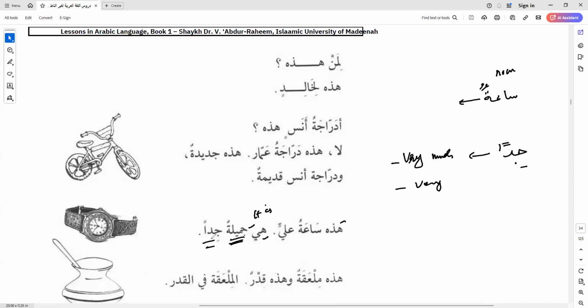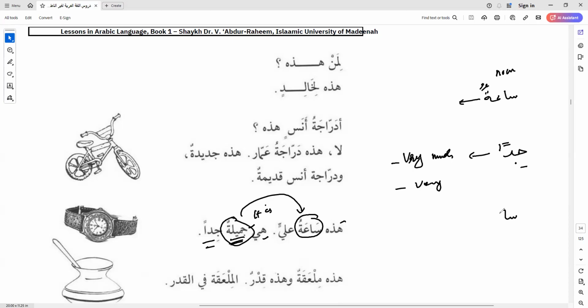Jiddan, jamila, jiddan is very beautiful. So it can be "very much" or "very". Why are we saying the sa'a is jamilatun? Because the sa'atun is a female or feminine object. So we have to use jamilatun, which is very appropriate.